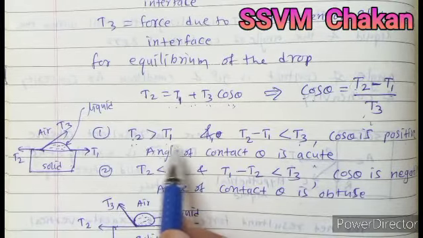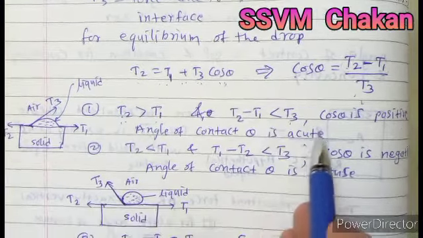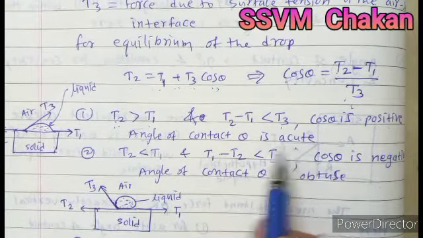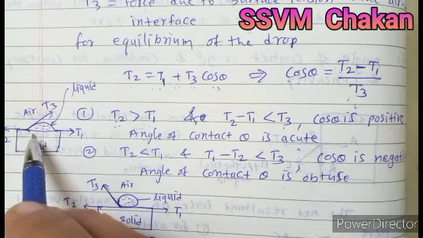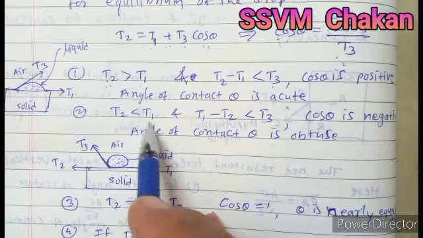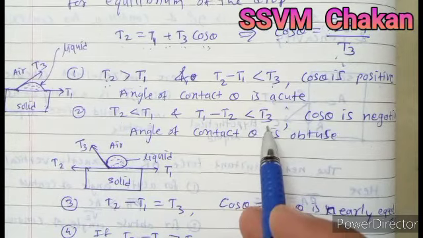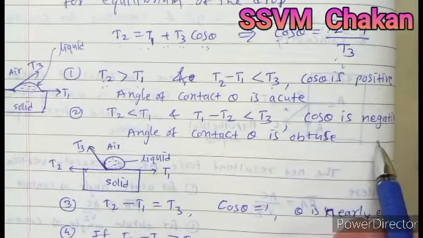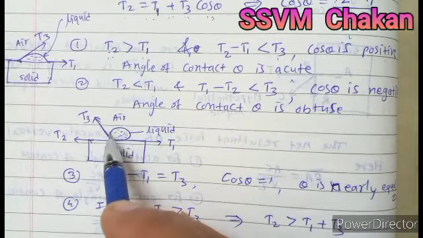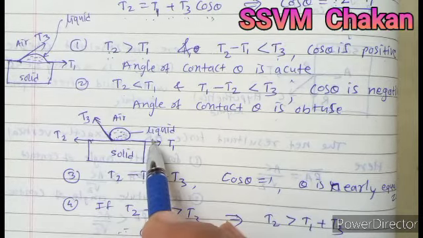If T2 is greater than T1, and T2 minus T1 is less than T3, cos theta is positive, and the angle of contact theta is acute. If T2 is less than T1, that means T1 is greater than T2, and T1 minus T2 is less than T3, cos theta is negative and the angle of contact is obtuse. In this case, T2 is weak and T1 is greater.